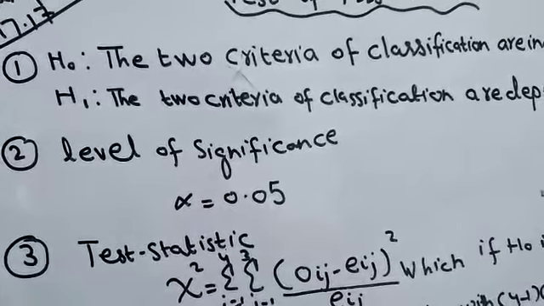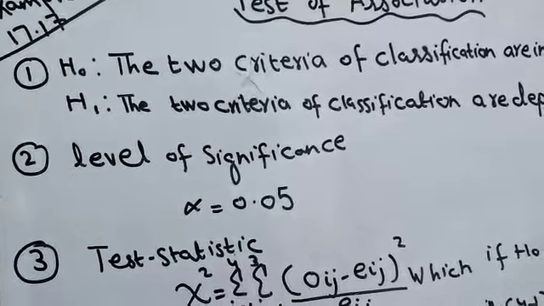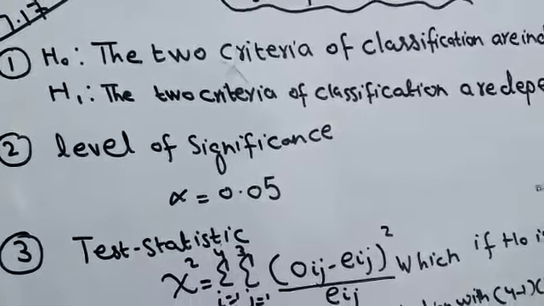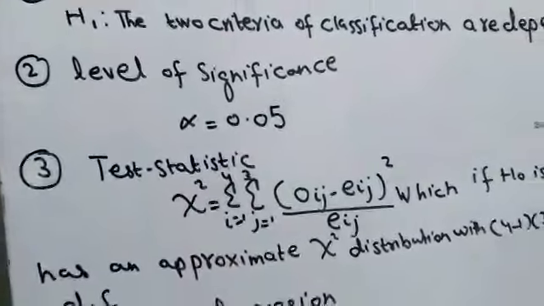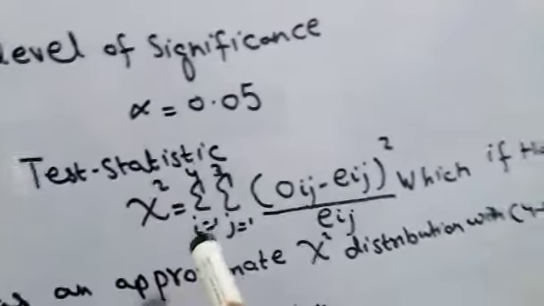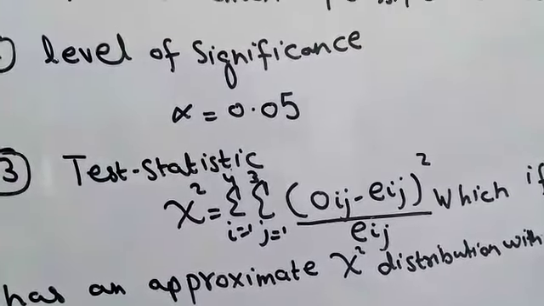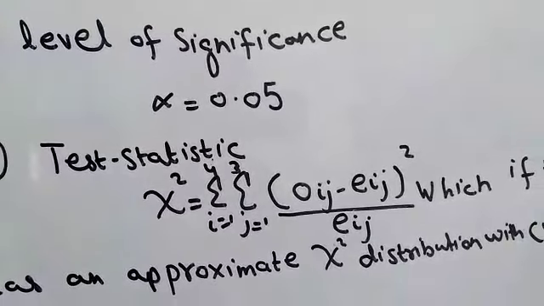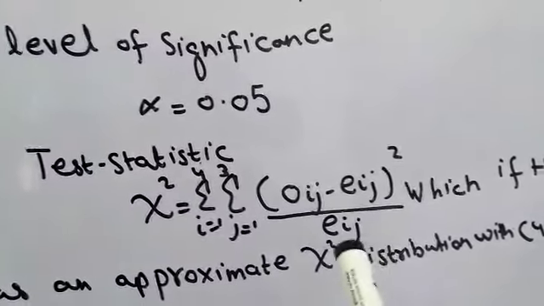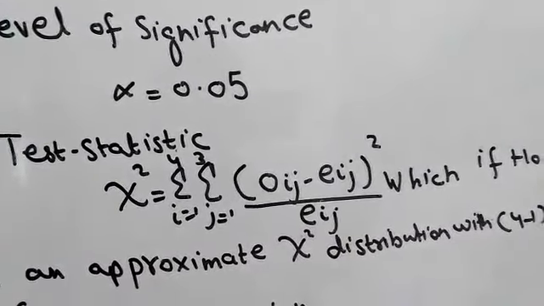The next is level of significance. Level of significance is given in the question, or if it is not, we take 0.05 or 5%. Next is test statistic. Here the test statistic is chi-square. I goes from 1 to R, R is the number of rows. Here R is equal to 4. J goes from 1 to C, C is the number of columns. Here C is equal to 3. OIJ is the observed frequency and EIJ is the expected frequency.